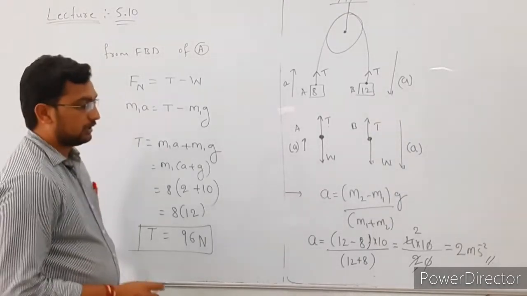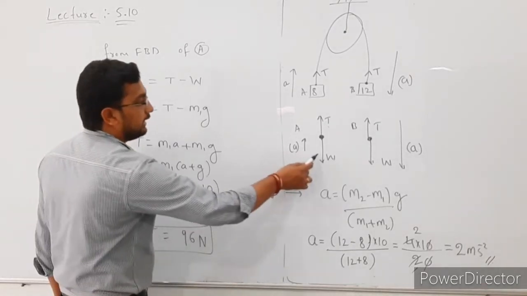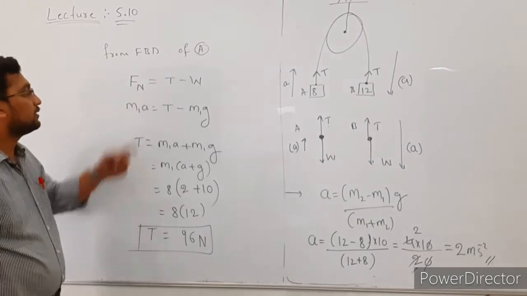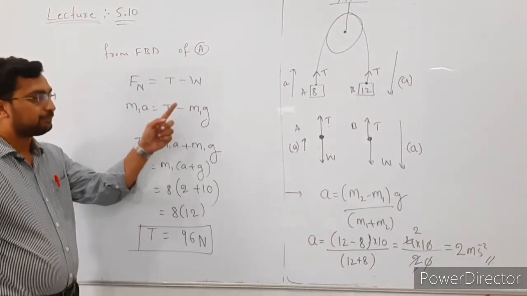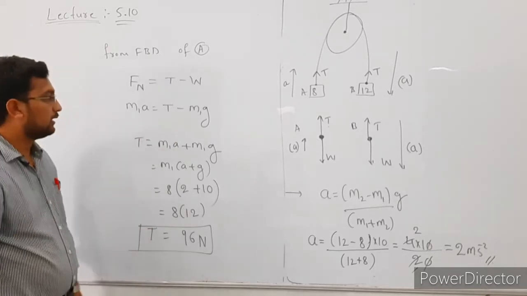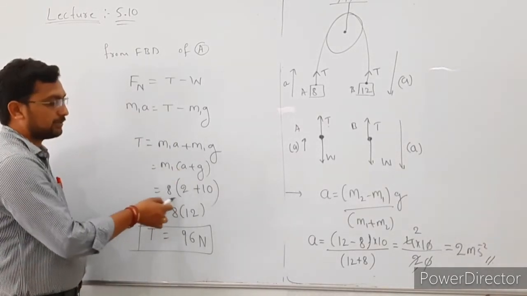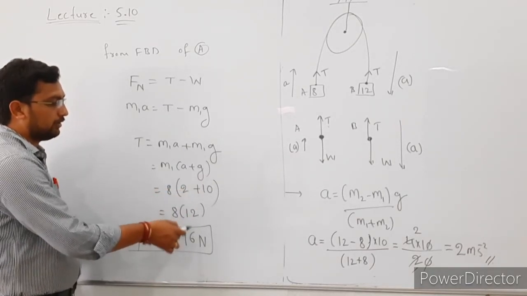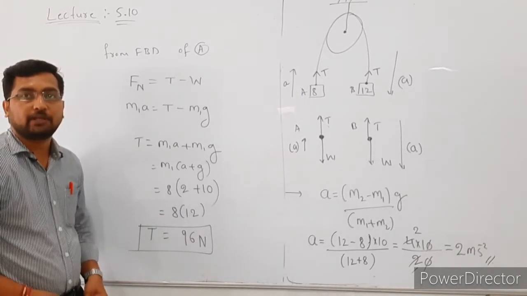Okay, see here. This is the acceleration of the system, and to find the tension from this free body diagram, you write the equation: net force is equal to tension minus weight. Net force is nothing but the product of mass and acceleration, which is equal to tension minus mass into acceleration due to gravity. Simplify this and we get m1 times (a plus g). Substitute all the values: 8 times (2 plus 10), this is 12, and 12 into 8 is 96. Tension developed inside the string is 96 Newton.